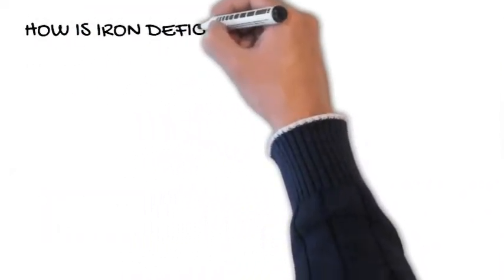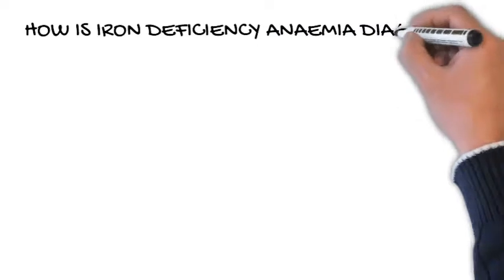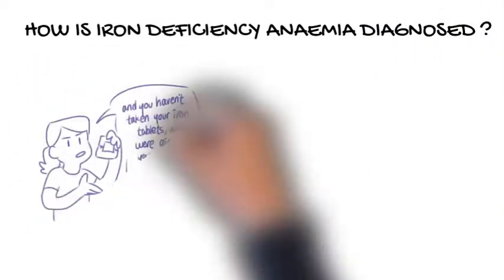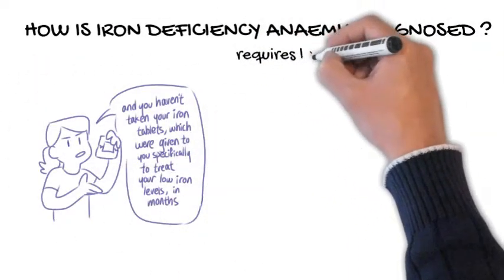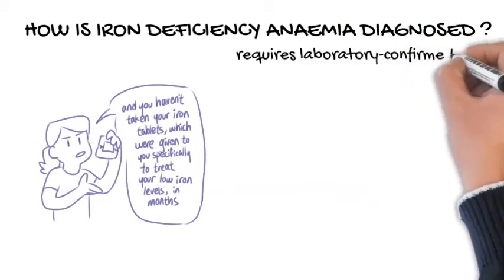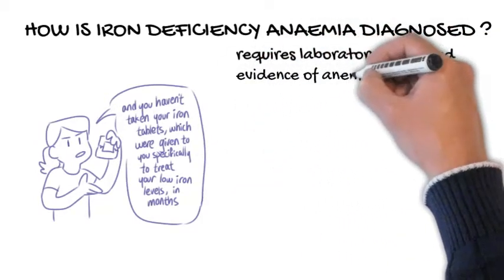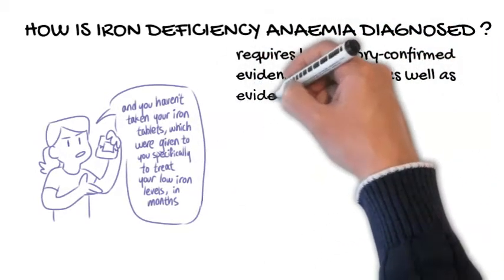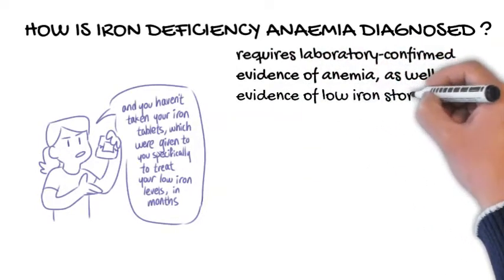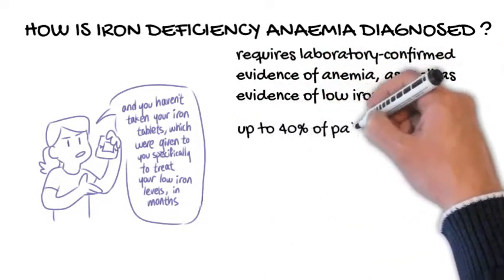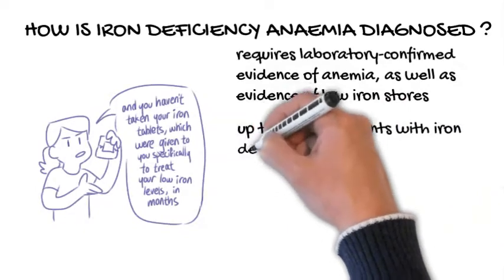How is iron deficiency anemia diagnosed? Diagnosis of iron deficiency anemia requires laboratory-confirmed evidence of anemia, as well as evidence of low iron stores. Anemia is defined as a hemoglobin level 2 standard deviations below normal for age and sex.